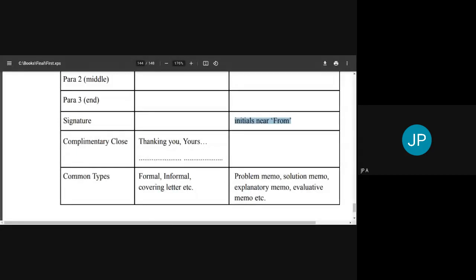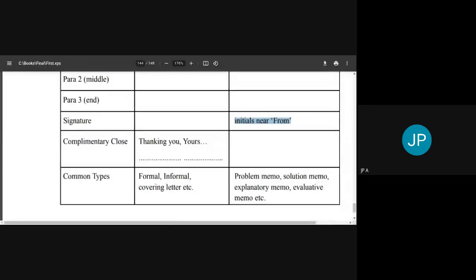And a solution memo is a memo which is written to give a solution in reply to the problem memo. So it is finding a solution for a problem which is stated in an earlier memo. Then there is an explanatory memo, that is something which is asking for an explanation or giving an explanation. You can ask for an explanation for someone's behavior, and then that person replies to that explanatory memo. Both come under the category of explanatory memo.